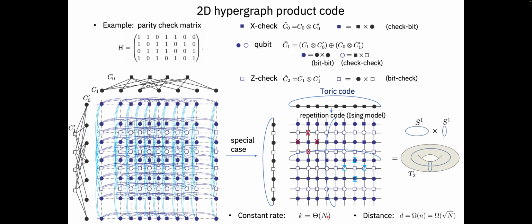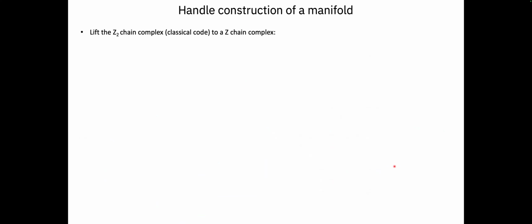And here, capital N is n squared. So it will scale as square root of N. So that is similar to the topological code case. Yeah, thanks. So these things we can bound.